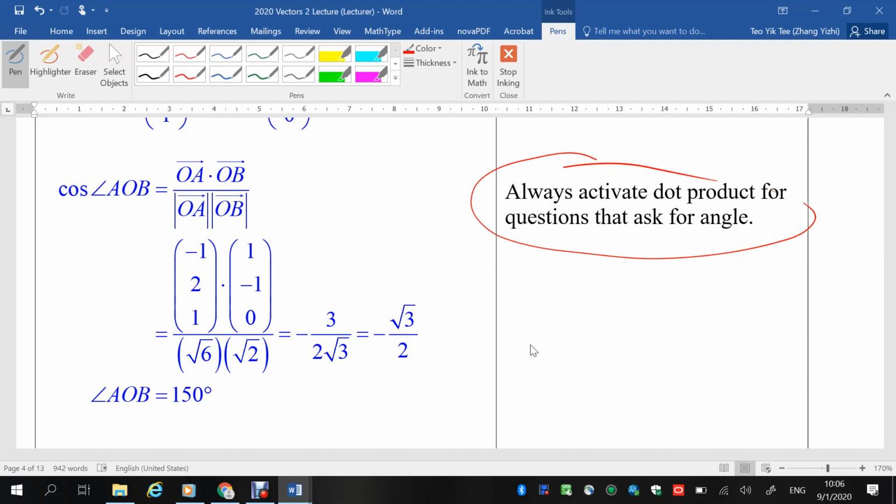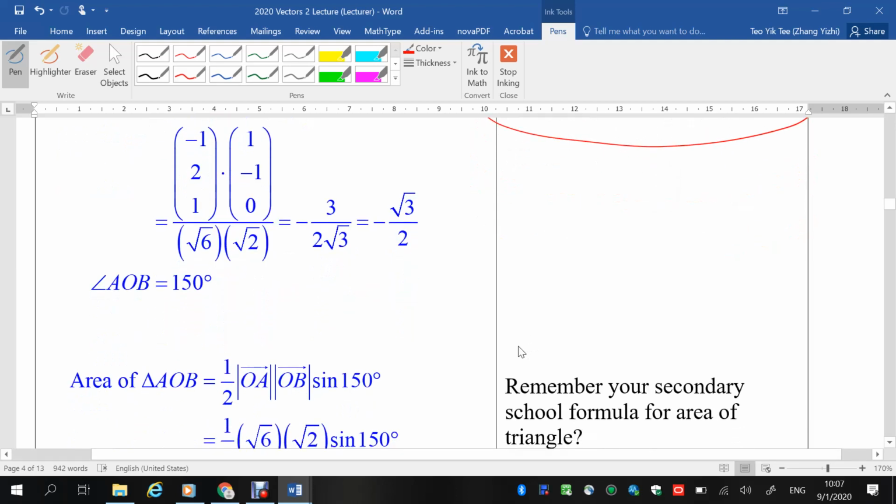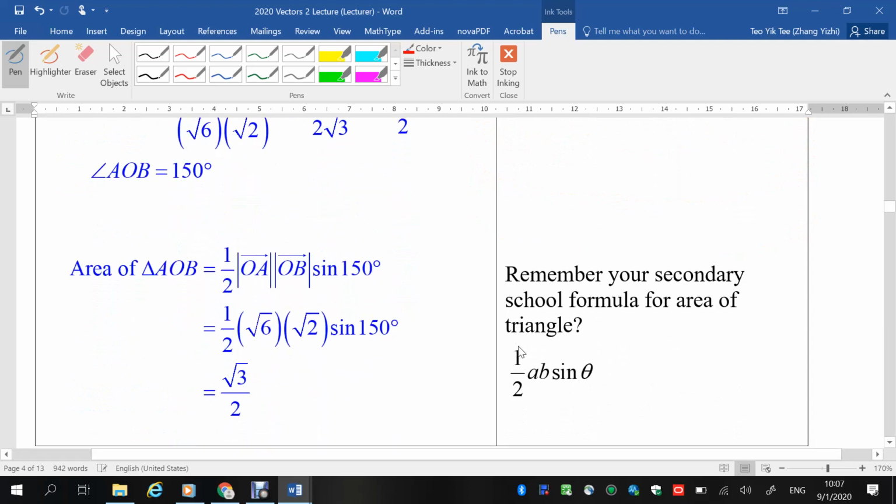As of now, I've not given you a vectors formula for finding area yet. So you need to activate your secondary school skill. How to find the area of a triangle? What are the formulas that we know right now? Half base times height. What else? Half AB sine theta. This question, I already found the angle, right? So obviously I can make use of half AB sine theta. I have theta. I just need to activate half magnitude OA, magnitude OB, multiply by sine 150. That is your area of triangle AOB.